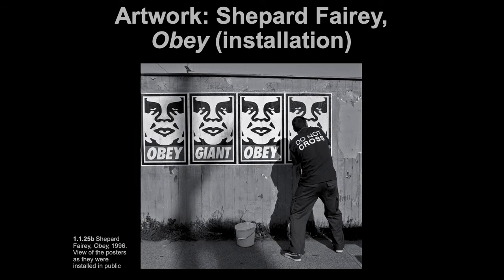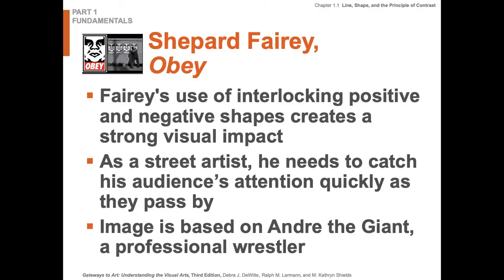Okay, so here he is pasting up his artwork back in the day, 1996, when he is not doing this with any legal permission, and that's part of the controversy of street art. And he uses those interlocking positive and negative shapes because he's trying to go for that strong visual graphic impact. He's trying to catch people coming by. He's an LA-based artist, and I would say even more to the point, driving by, you've got to catch somebody's attention even more.